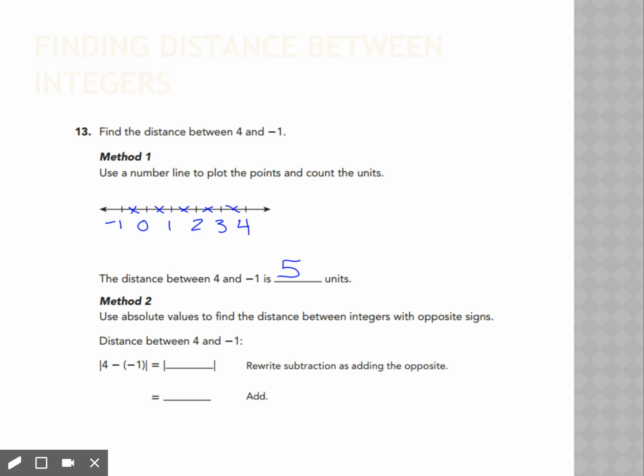Or I could have used subtraction, the absolute value of subtraction. So 4 minus negative 1, using the rules for subtraction, becomes 4 plus 1, which of course is 5. And the absolute value of 5 is again 5. So using a number line when you're dealing with single digits like 4 and negative 1 is realistic. But once you get into larger numbers, you're going to want to use method 2.